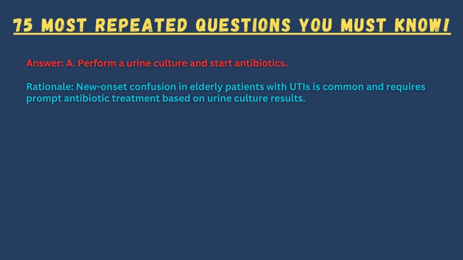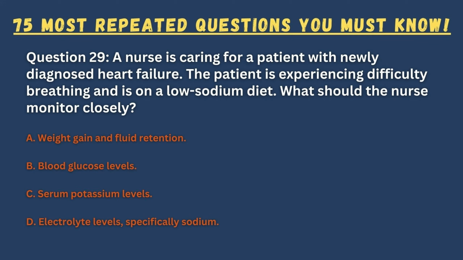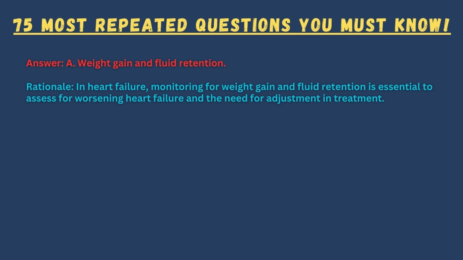Rationale: new-onset confusion in elderly patients with UTIs is common and requires prompt antibiotic treatment based on urine culture results. Question 29. A nurse is caring for a patient with newly diagnosed heart failure. The patient is experiencing difficulty breathing and is on a low-sodium diet. What should the nurse monitor closely? A. Weight gain and fluid retention. B. Blood glucose levels. C. Serum potassium levels. D. Electrolyte levels, specifically sodium. Answer: A. Weight gain and fluid retention.